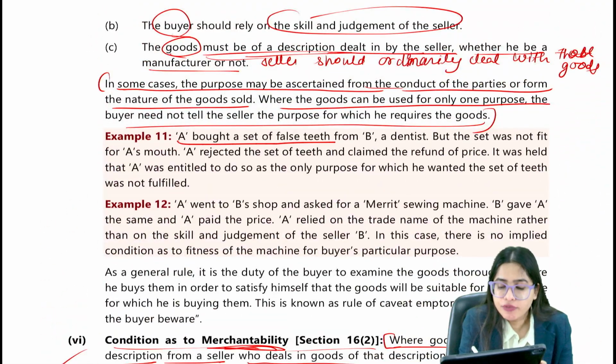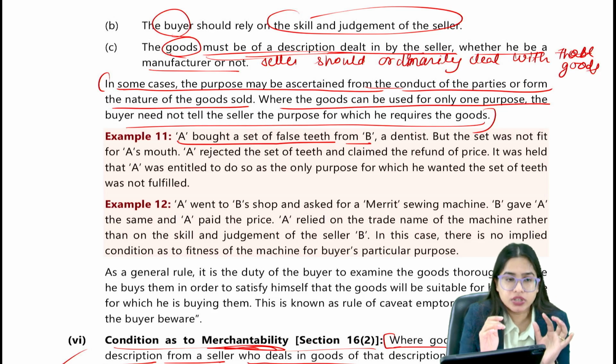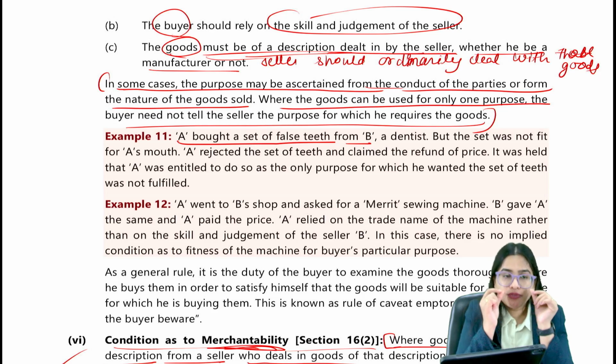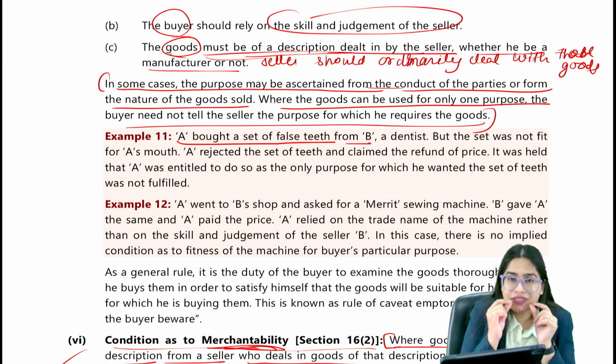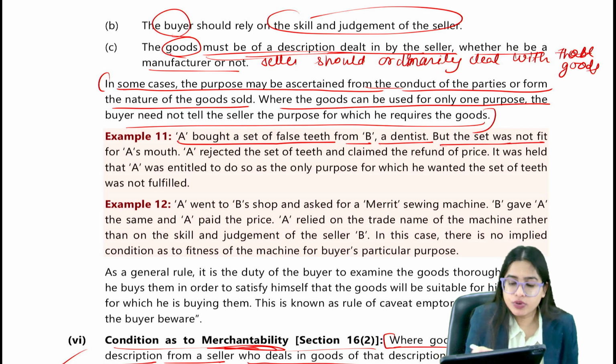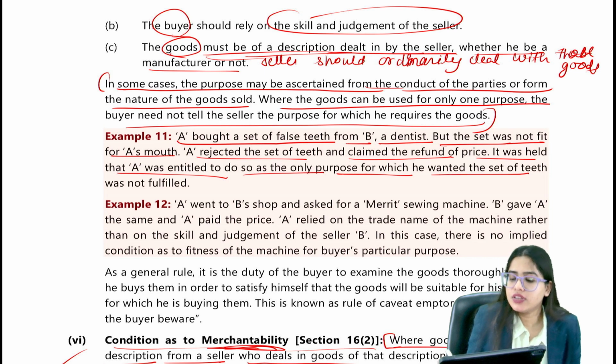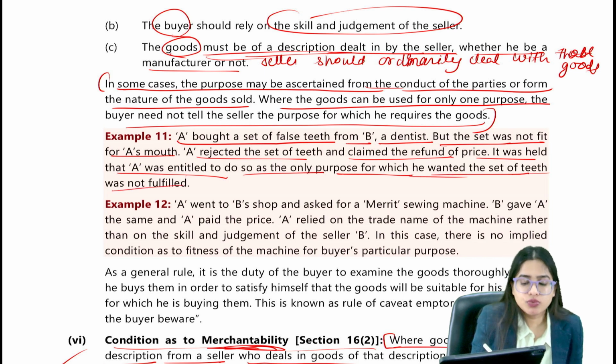A bought a set of false teeth from B. Remember, false teeth are what you put in your mouth and they look like original teeth. You don't have teeth, so fake teeth. My granny wears them. So, A bought a set of false teeth from B, a dentist, but the set was not fit for A's mouth. A rejected the set and claimed a refund. It was held that A was entitled to do so, as the only purpose for which he wanted the set of teeth was not fulfilled.